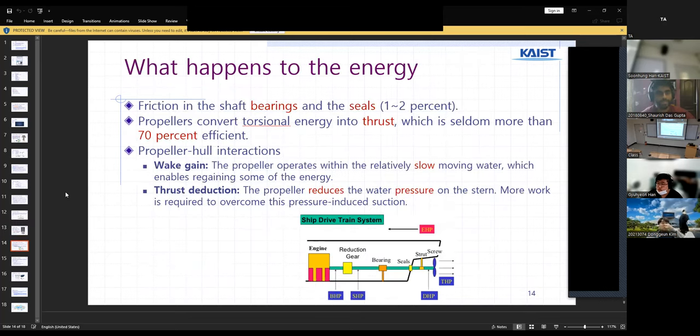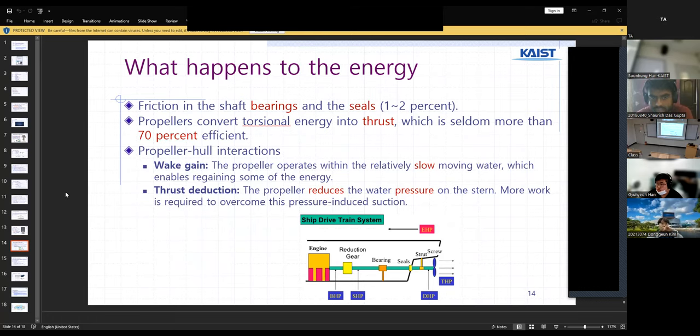Then what happens to the energy? As we saw in the diagram before, friction in the shaft bearings and in the seals take out 1 to 2% of the entire energy from the engine. And propellers convert torsional energy into thrust. And it's very rare that it's more than 70% efficient.